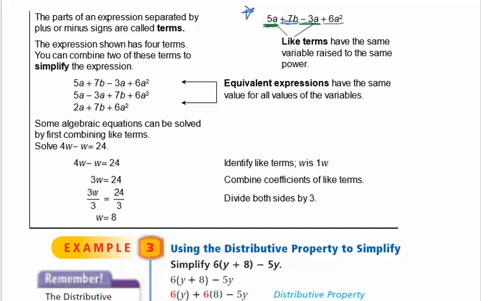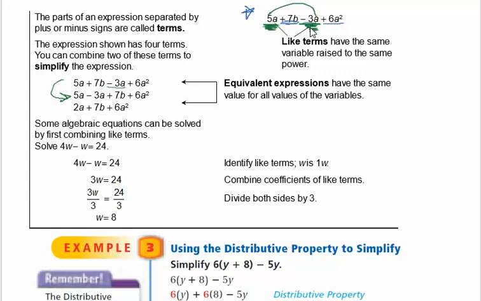We can simplify by combining like terms. And when we do that, we will get an equivalent expression. So if you want, you can rewrite the expression with the like terms next to each other. When you do that, make sure that the sign and the number, the coefficient in front of the term goes with it. So it would be 5a minus 3a plus 7b plus 6a squared. You don't have to rewrite. You can just find the like terms, like these I know are like terms, and combine them in your head with mental math, 5a minus 3a.